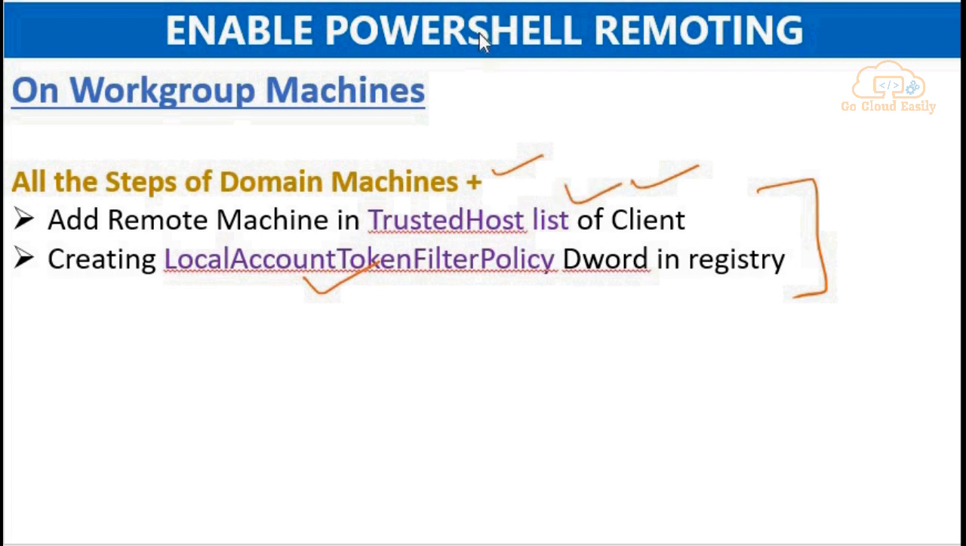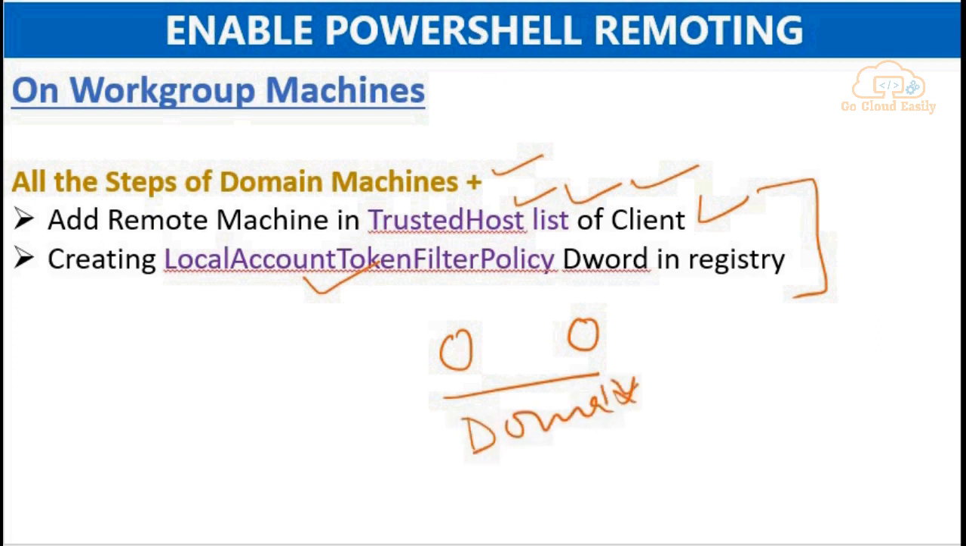Please make a note, this step is required even if our machines are on a domain, but we are using a local user to make a remote connection. Suppose we have two machines which are on a domain, but we are not using a domain user, and instead we are using a local user to make a remote connection. In that case as well, we need to add the remote machine in the trusted host list of the local client.